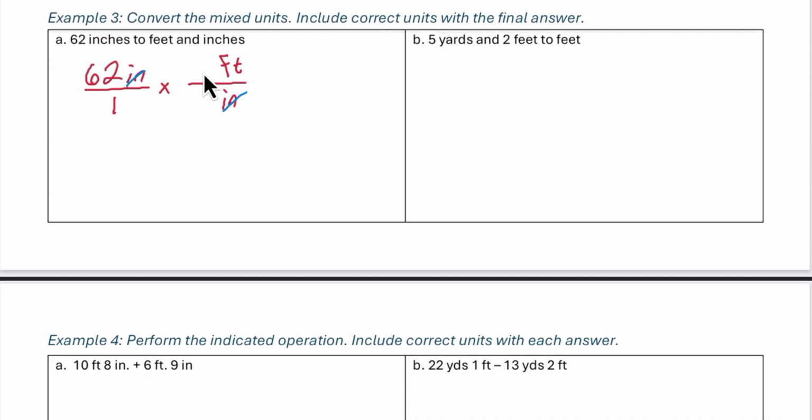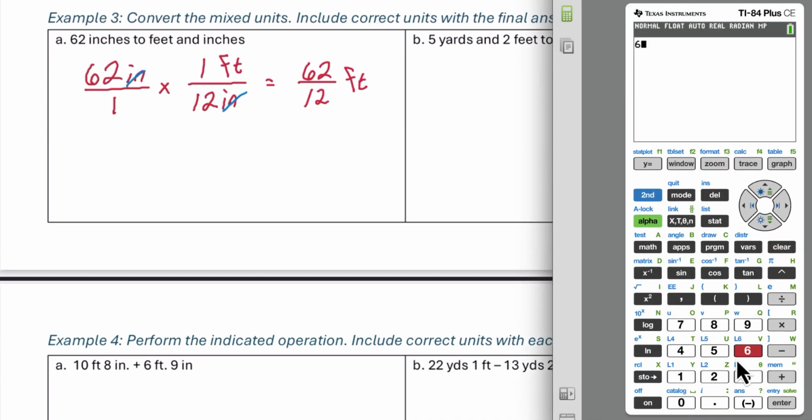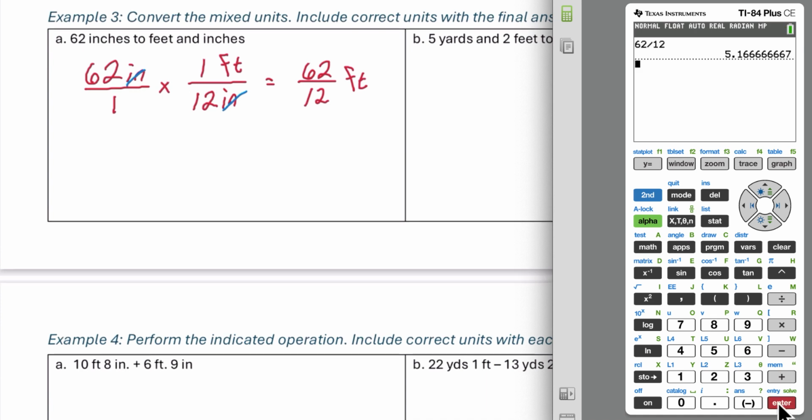We know that 1 foot is 12 inches. When we multiply, in the numerator, 62 times 1 is 62. In the denominator, we have 1 times 12, which is 12. Right now, the unit is in feet. Let's do the math here in the calculator. 62 divided by 12 is 5 feet and a part of another foot.